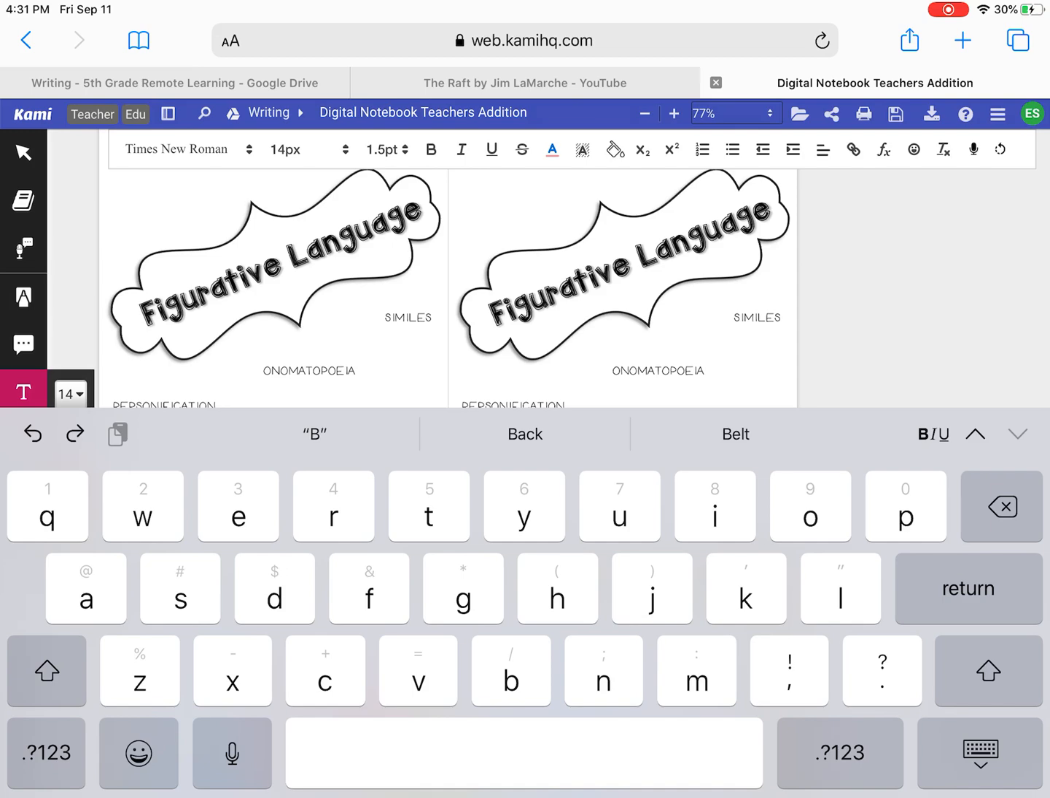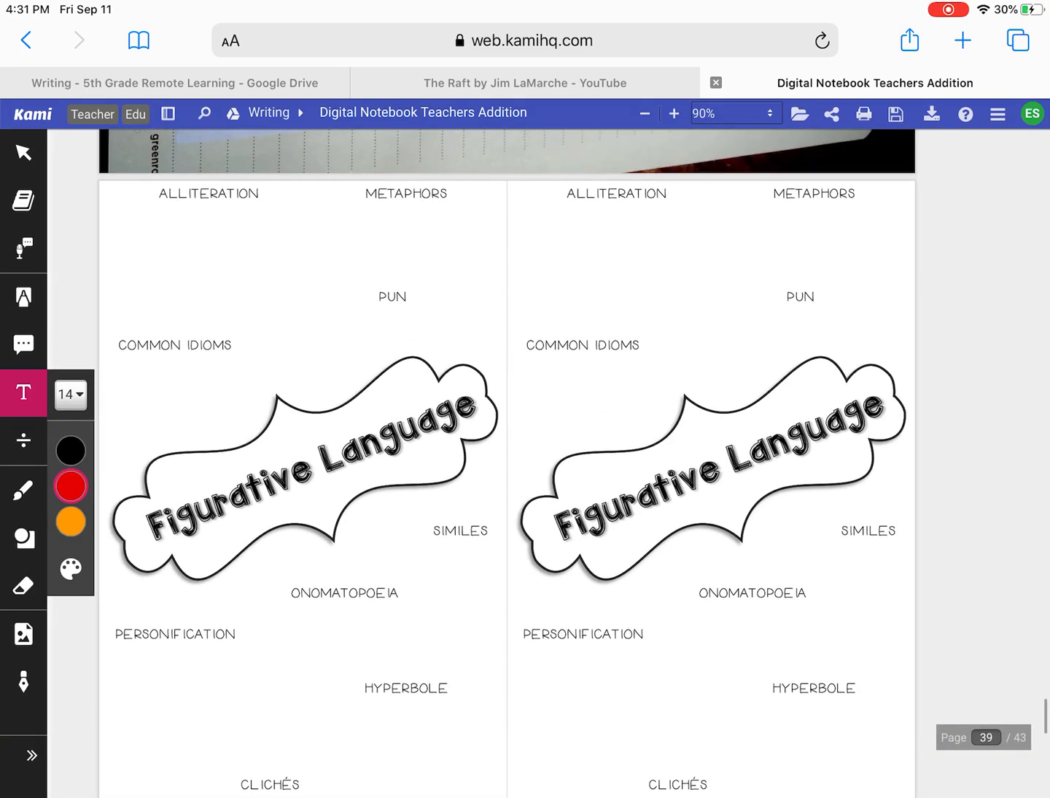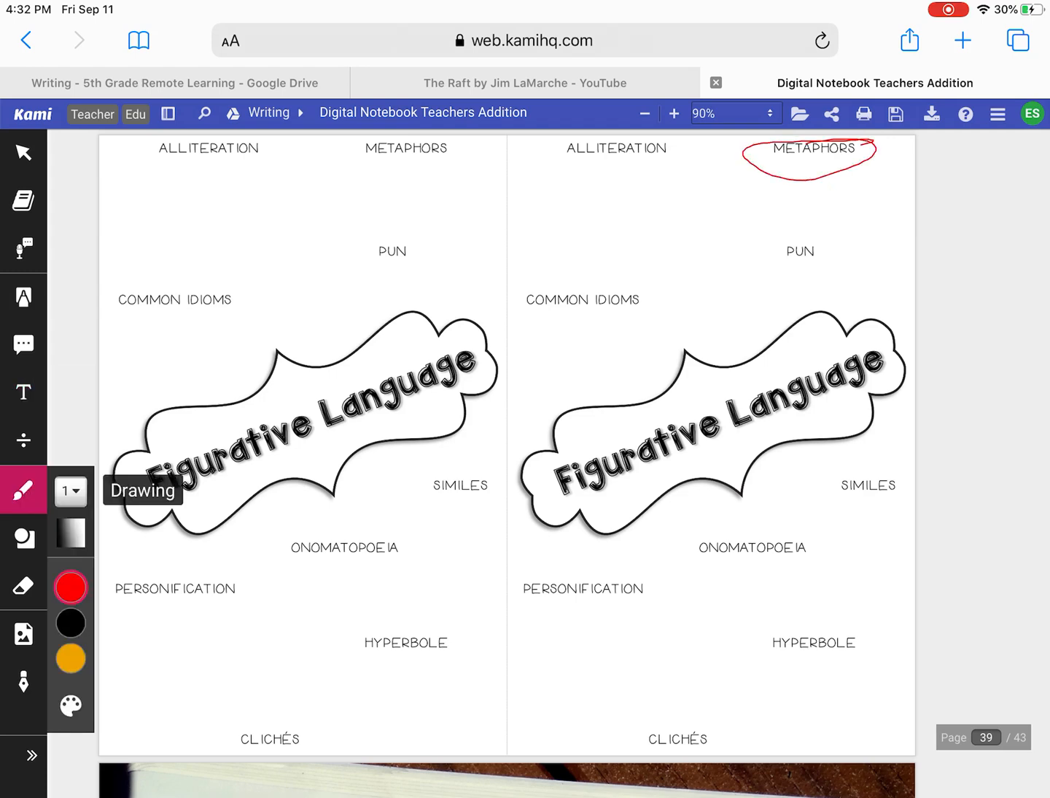Okay, so that's transitions, but the other thing I wanted to talk to you guys about is figurative language. Now, we are going to dive into more figurative language in a couple weeks, probably down the road. But I wanted to touch on a couple of these because having good figurative language within a story really makes a story that much better. So we're going to start off with the simple ones. We're going to start off with metaphors and similes.